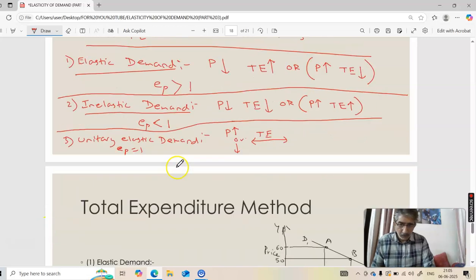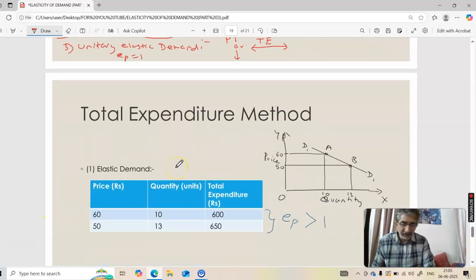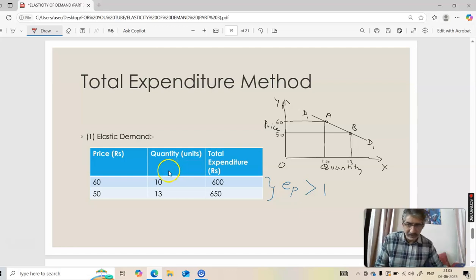So now in total expenditure method, I'll denote with the demand schedule. First case, elastic demand. Price is here, I'm reading here, I'm just marking. If the price is rupees 60, the quantity demanded is 10. So what is the total expenditure? Multiply 60 into 10 gives you how much? 600 rupees. If the price falls to 50, and the quantity demanded by the consumer is 13, second row. So what is the total expenditure incurred by the consumer? 50 into 13 gives you 650.